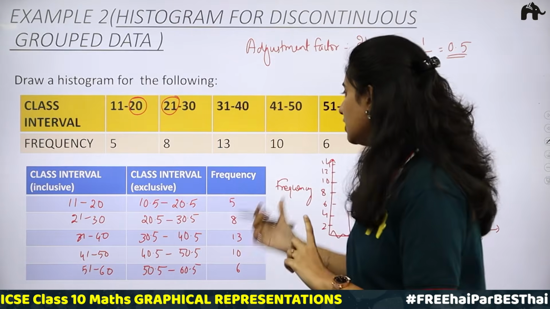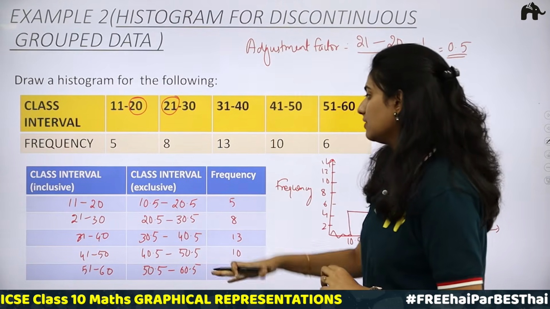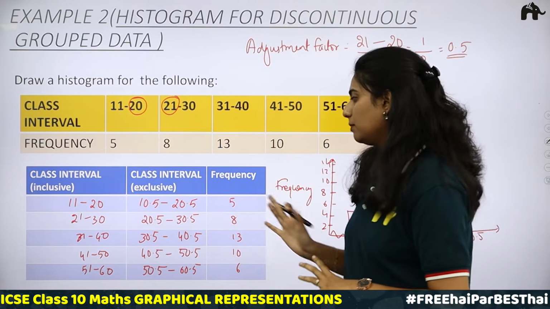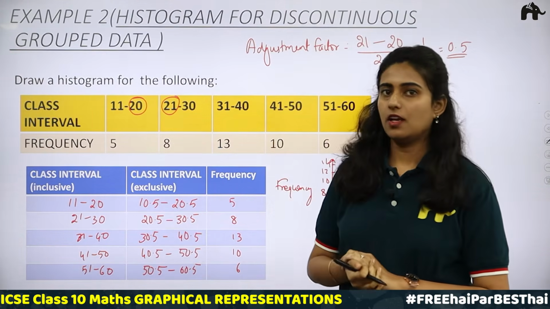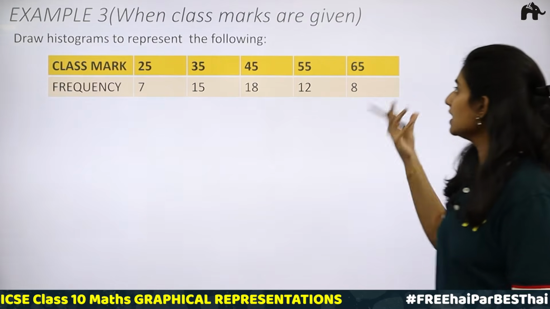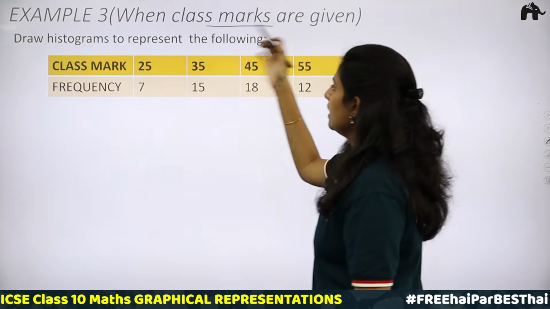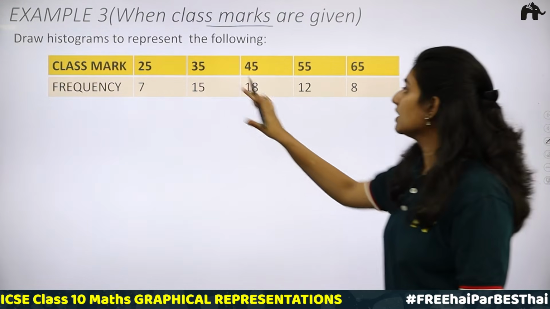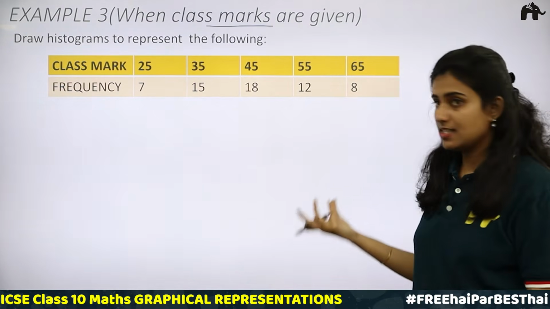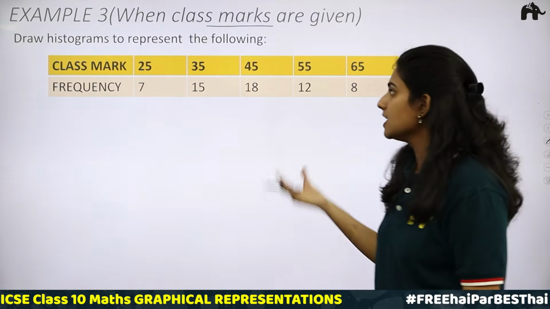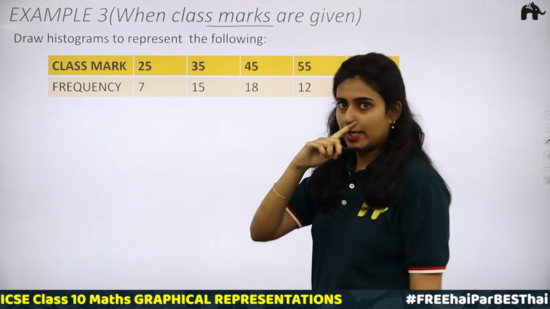So, first step is converting the inclusive form, class interval, to exclusive form. Only then you will be able to do. We have to convert the discontinuous data to a continuous form. Okay, third example is when class marks are given. Here interval is not given, we have class marks given. When class marks are given, we will first find the class interval, that is lower limits and upper limits, and then we will be drawing the required histogram.